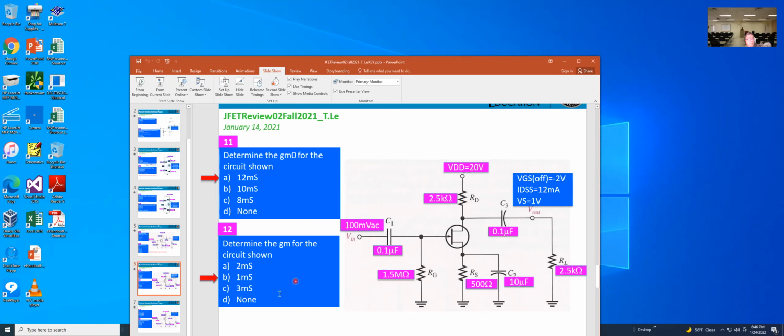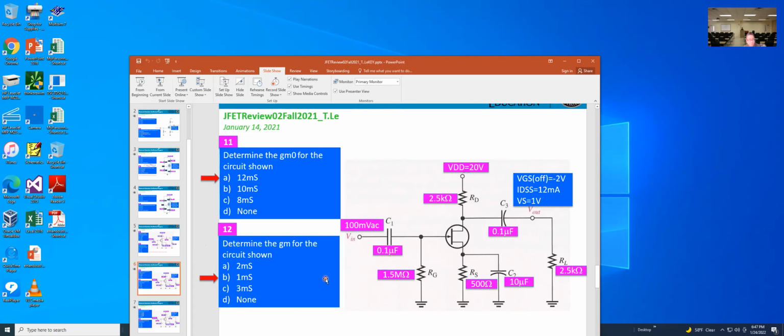Okay, so you calculate, you don't see any answer, right? So 1 divided by 2 would be 0.5. So 1 minus 0.5 is 0.5. And 0.5 times 12 millisiemens, that would be 6. If your calculation does not match A, B, C, then you can select D. However, make sure you know how to calculate the gm.